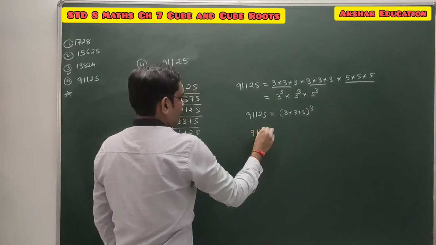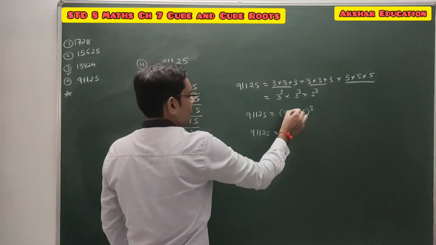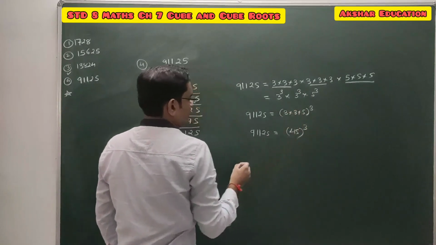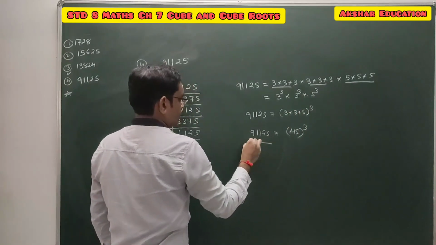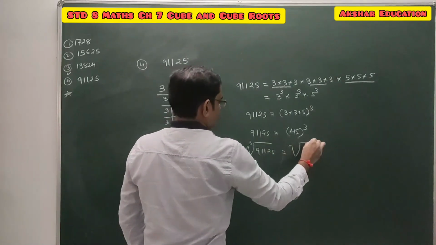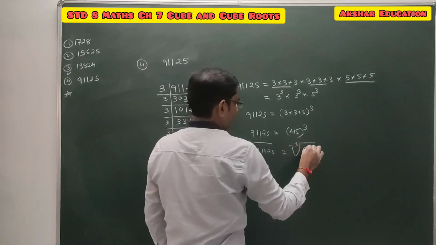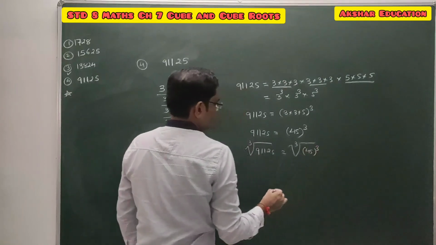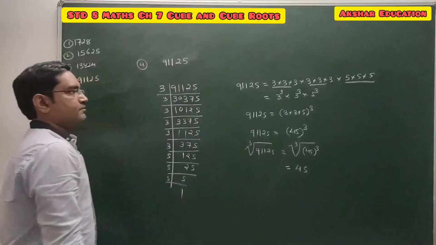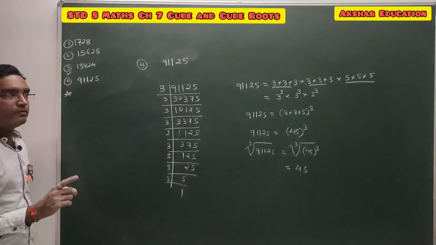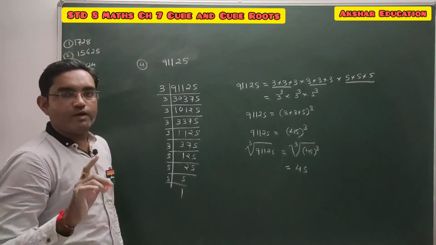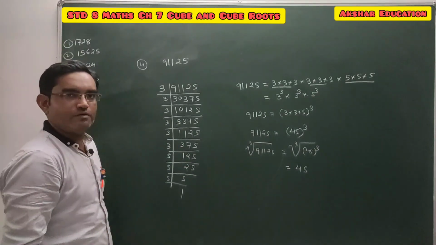So this 91125 is nothing but the 3 3s are 9, 4s are 45 cube, and therefore the cube root of 91125 is cube root of this 45 cube. So cube root is 45. Clear, students? So this is how you can find the cube root of any given number if you know the prime factorization very perfectly. Pause the video and note it down.